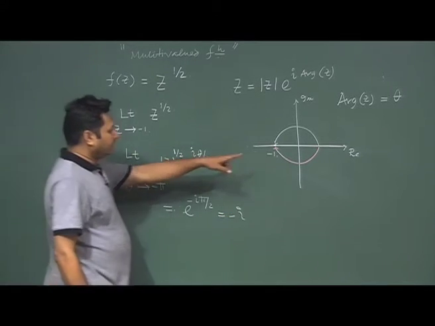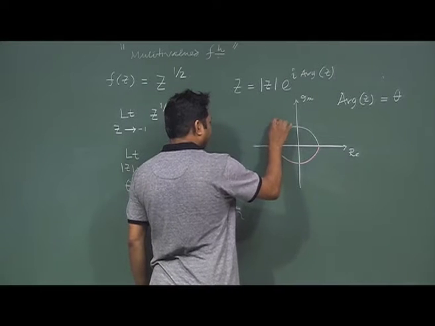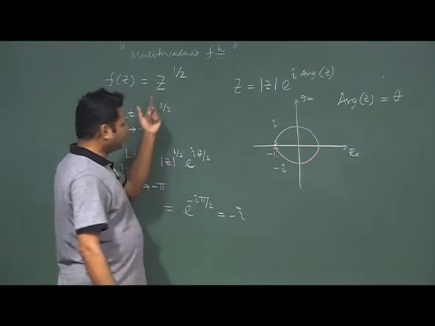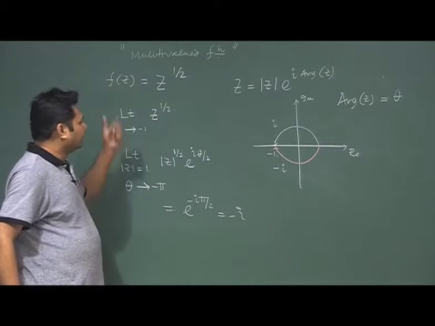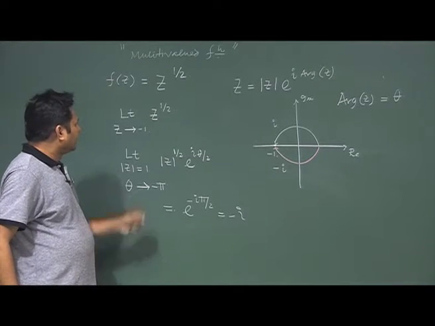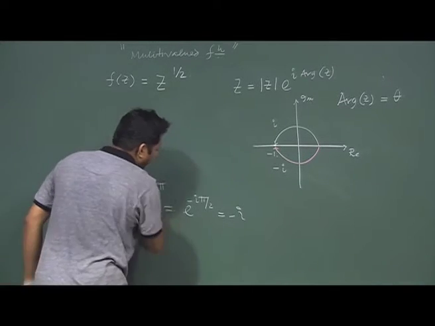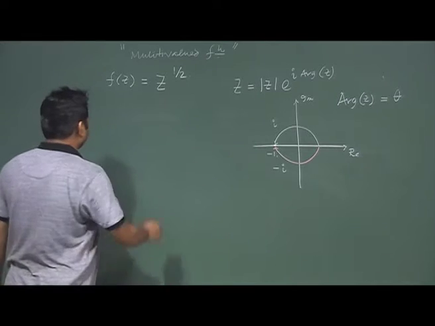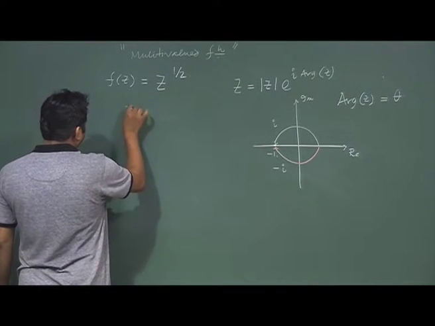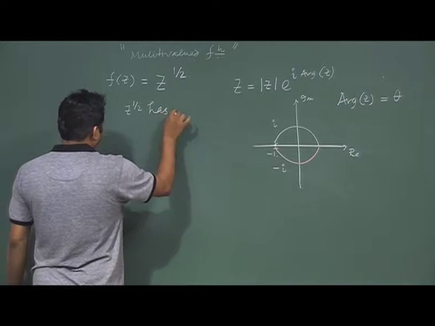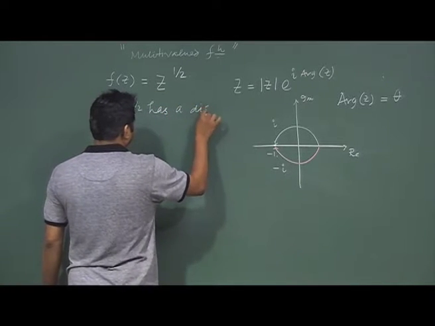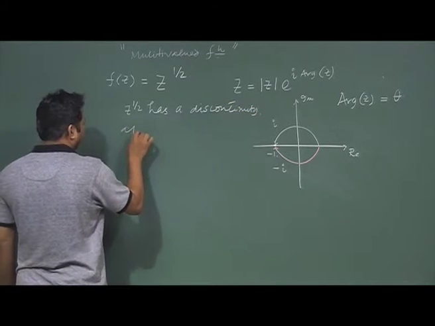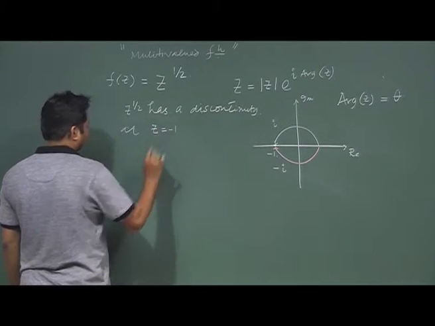That means from one approach the value of the limit is i, and from the other approach the value of the limit is minus i. So, if I try to find out the continuity of the given function at that particular point, we will find that the continuity is not there; there is a discontinuity. That means the function z to the power half has a discontinuity at z equal to minus 1.